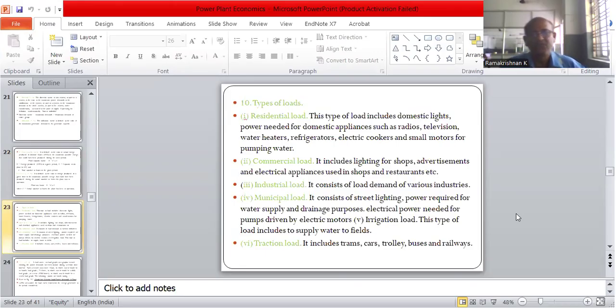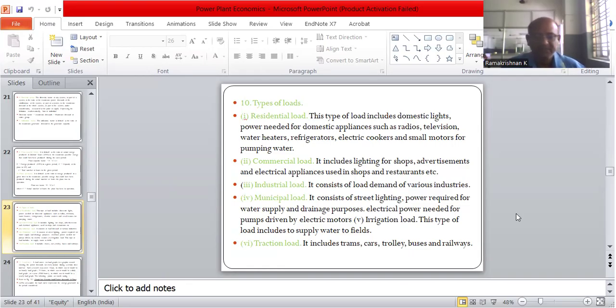Next is the types of load. So residential load, as we know, the electric appliances are applied in our homes: electric cooker, refrigerator, heater. So these are the connected load. So these come under the residential load. Commercial load: commercial establishments come under this category, and industrial load. Then municipal load. So street lighting, sewage treatment, drainage purposes, these come under the municipal load. Traction load.